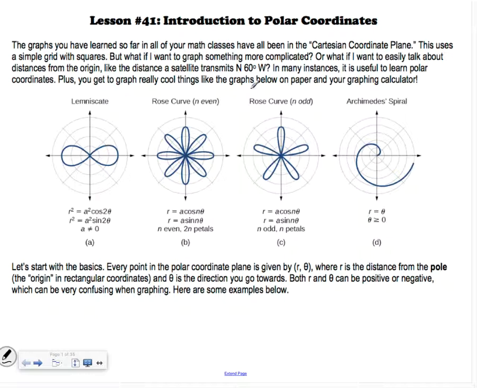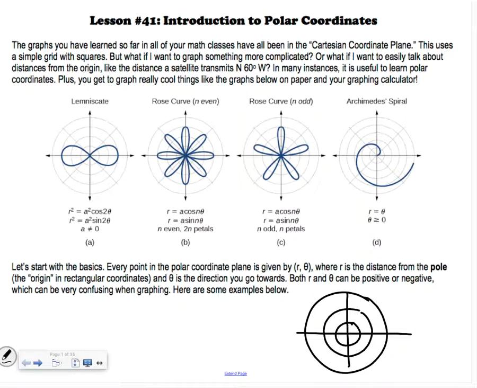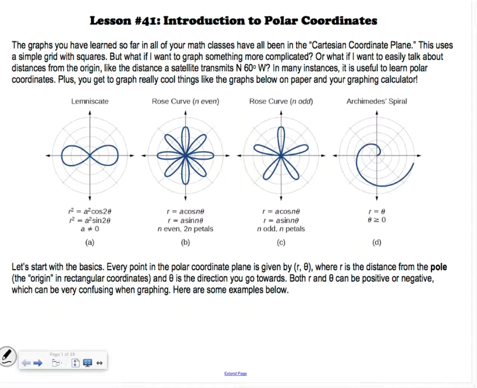Do you guys see how we draw it? You do like this, and then you draw little circles going outwards. That's how you draw polar coordinates, okay? So that's what we're going to be dealing with. In these 4 pictures, we have some different things that we will be learning, not in this section, but the next section: a lemniscate, a rose curve, another rose curve where n is odd, and Archimedes' spiral. Aren't those beautiful? Aren't you pumped?